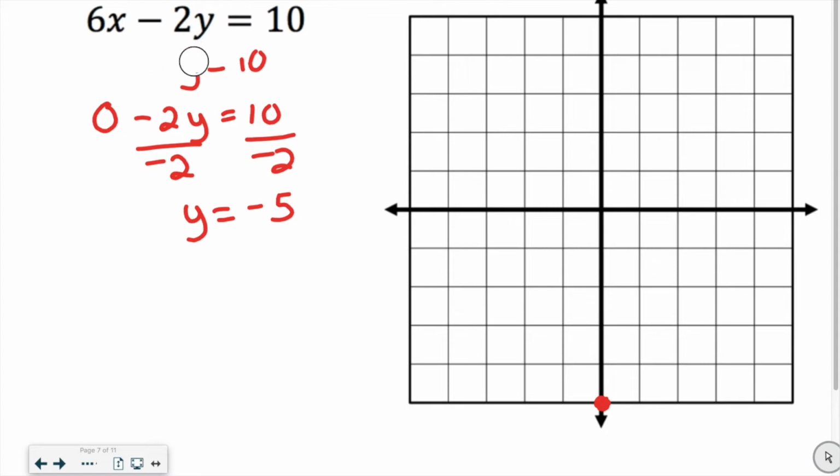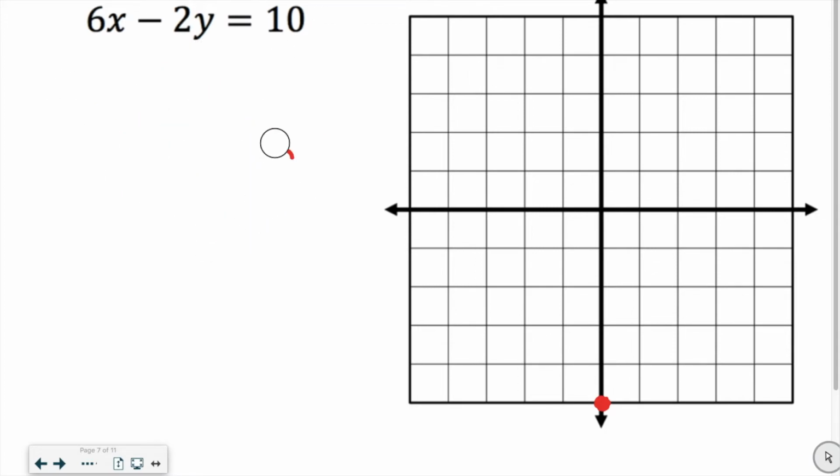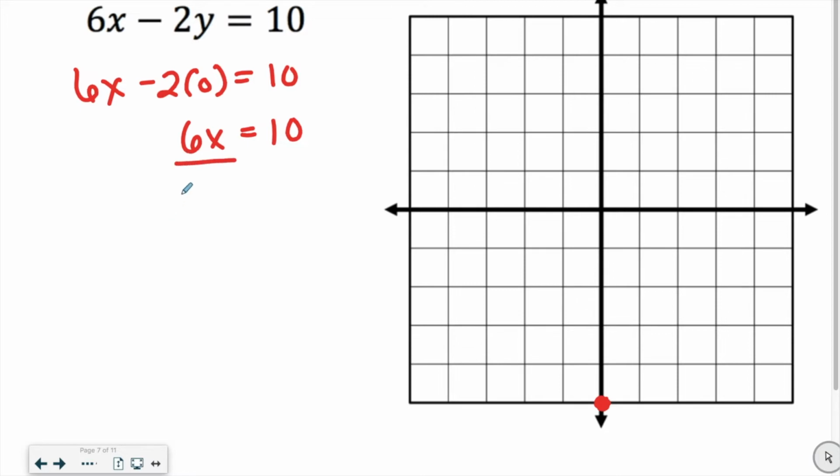And then same thing, except this time I'm going to plug 0 into y. So negative 2 times 0, and 6x. So then this turns into 6x minus 0. So we have 6x equals 10. And this turns into divided by 6. So we have x equals, if we divide by 2 on the top and the bottom here, we would get 5 over 3. And 5 divided by 3 is 1.6 repeating.